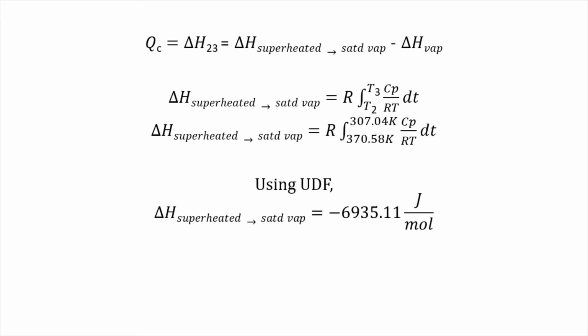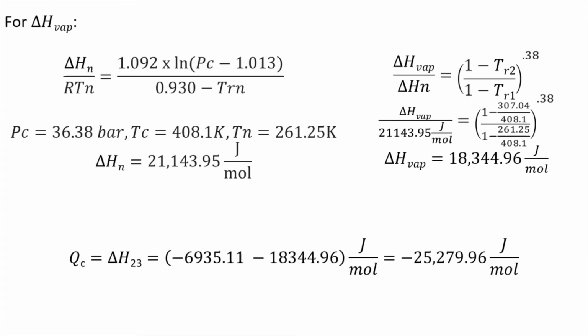The Q condenser, or our delta H23, is calculated by the delta H superheated to saturated vapor minus the delta H vap. The delta H superheated minus saturated vapor is solved by using our user-defined function, which is negative 6,935.11 joules per mole. The normal heat of vaporization is needed first to solve for the delta H vap.